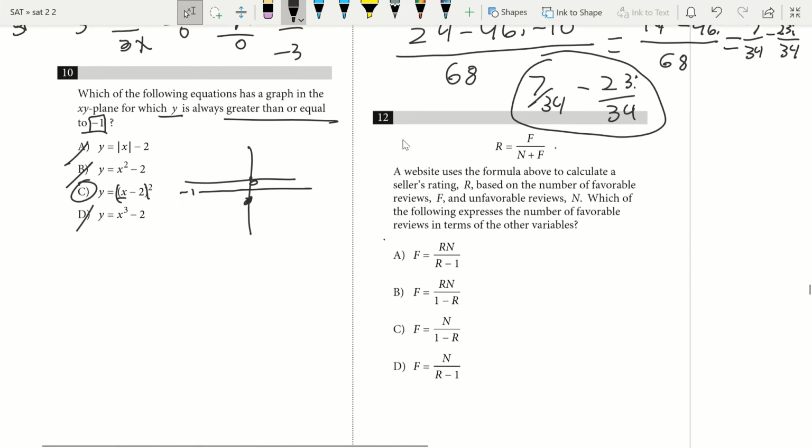Question 12. A website uses the formula above to calculate a seller's rating R based on the number of favorable reviews F and unfavorable reviews N. Which of the following expresses the number of favorable reviews in terms of the other variables? Alright, so we need to find what F equals by rearranging this equation. Okay, so we're going to start out R equals F over N plus F. We're going to have to multiply by N plus F. Right, so we do that to both sides.